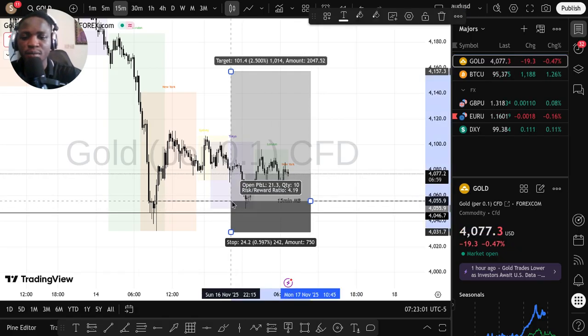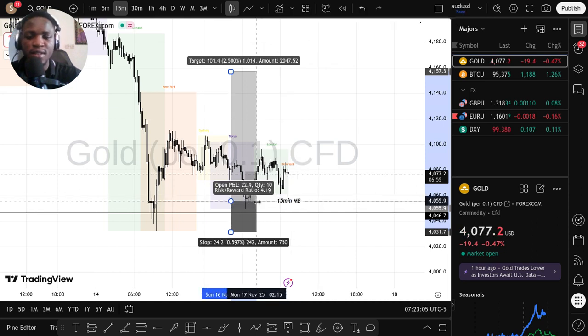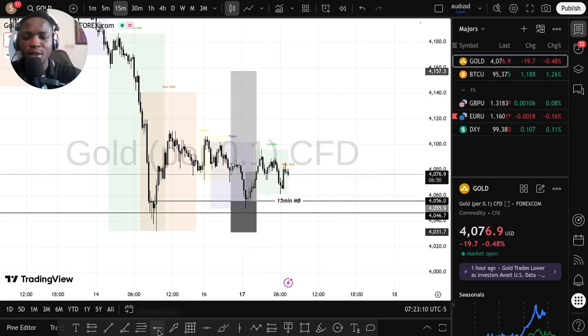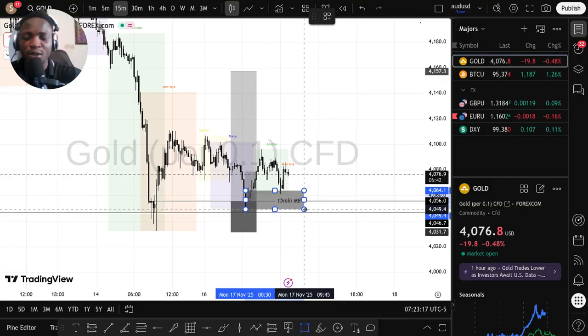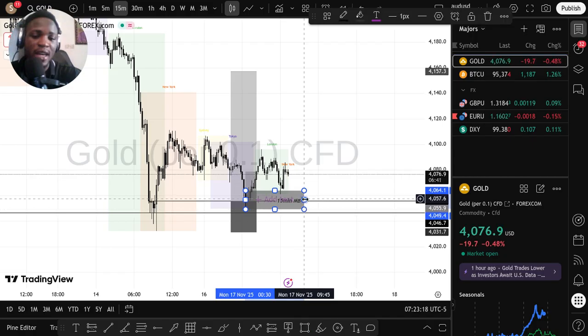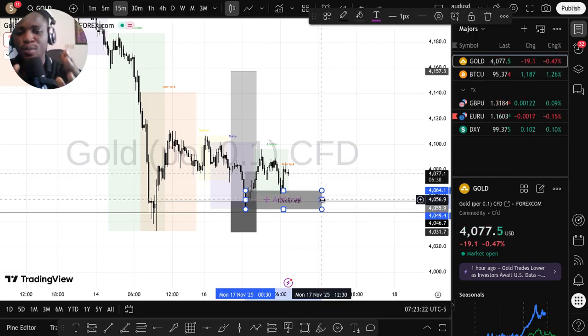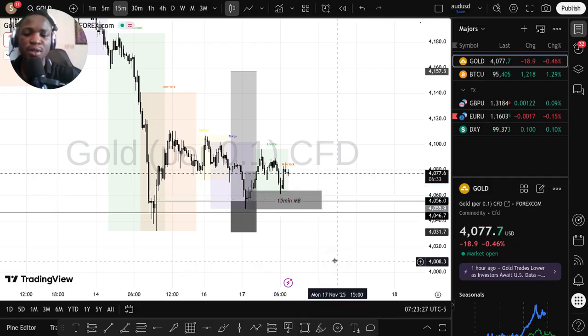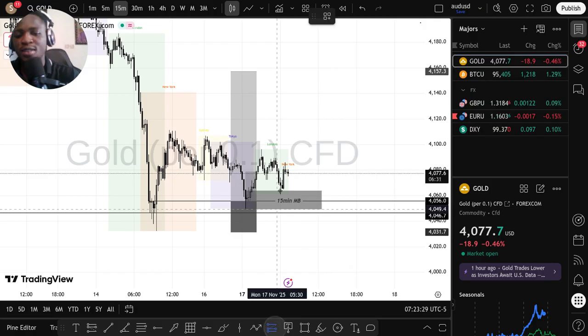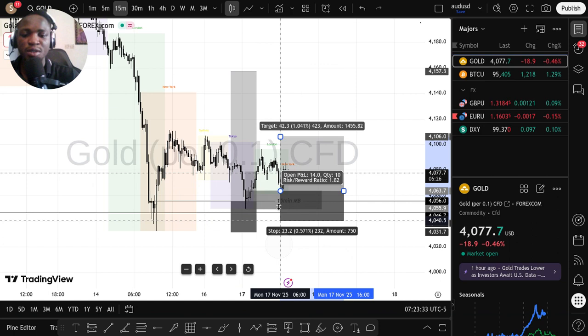Let me shift this entry here. So this is the initial displacement here, all right, and it left behind an order block. Let me use the rectangle to mark this one this time. This order block here that we can see on the 15-minute time frame, and that's where my second entry is from, because I like to always leave my bias being what it is, right? Until price goes beyond my invalidation points, my bias remains solid. So this is my second entry here.